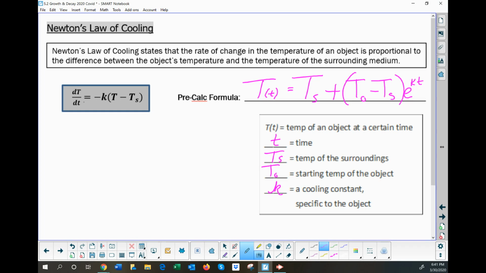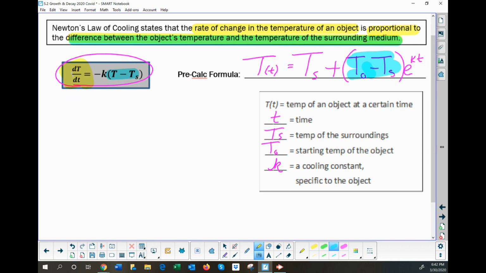Now let's read Newton's law of cooling and see how we get this differential equation. Newton's law of cooling states that the rate of change in temperature of an object is proportional, there's the K, to the difference between the object's temperature and the temperature of the surrounding medium. That's that inside piece we're talking about. So the rate of change in the temperature of an object is proportional to the temperature differential. Alrighty, so knowing that, let's work this example number 7, and then we can call it good.